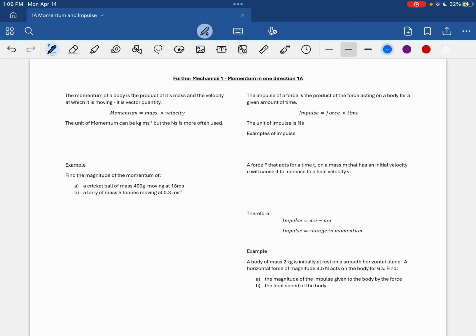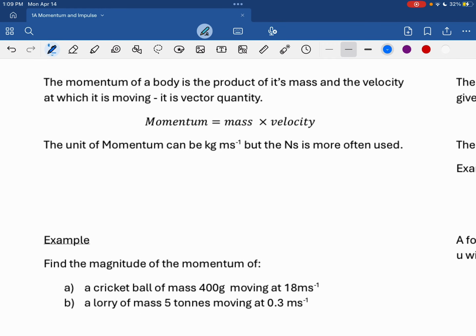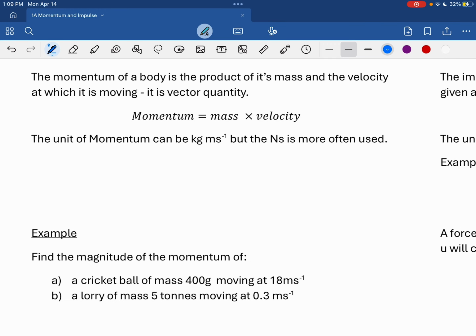So we're going to be looking at the content needed in order to be able to answer questions from exercise 1A in the further mechanics. We're going to be looking at momentum and impulse in this video. So first of all, the momentum of a body is the product of its mass and velocity at which it's moving.